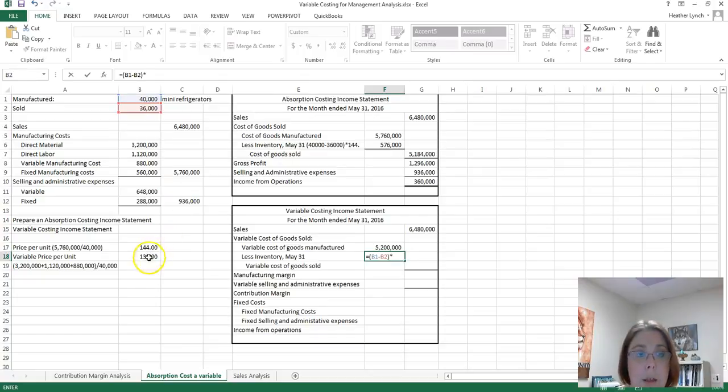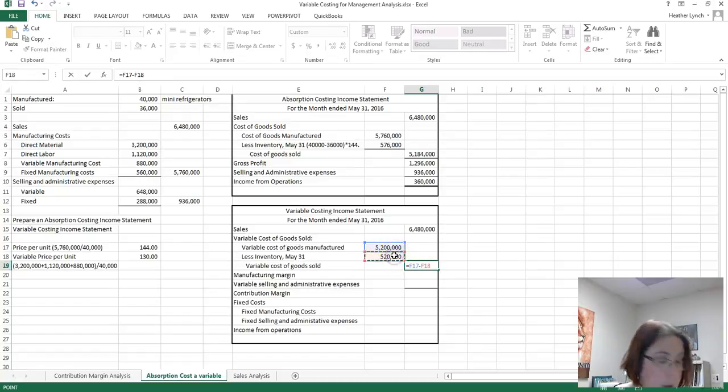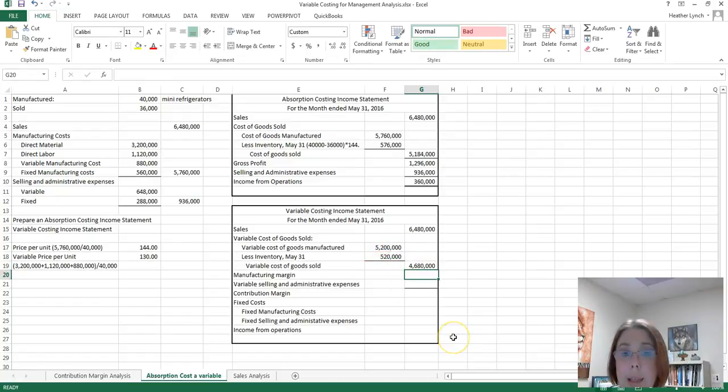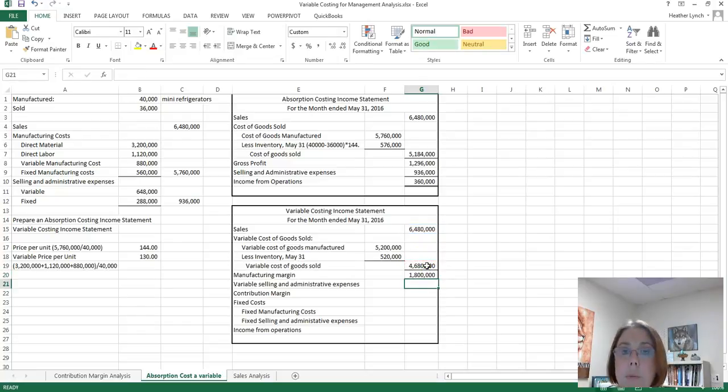times your 130,000. Okay, so a little bit of difference in your ending inventory. We had 576 here. We have 520,000. So the difference is 4,680,000. That gives us a manufacturing margin of 1.8 million. So now we're going to look at our variable selling and administrative expenses. Remember up here we just came up with our gross profit and we added in our selling administrative expenses that included the variable and the fixed.